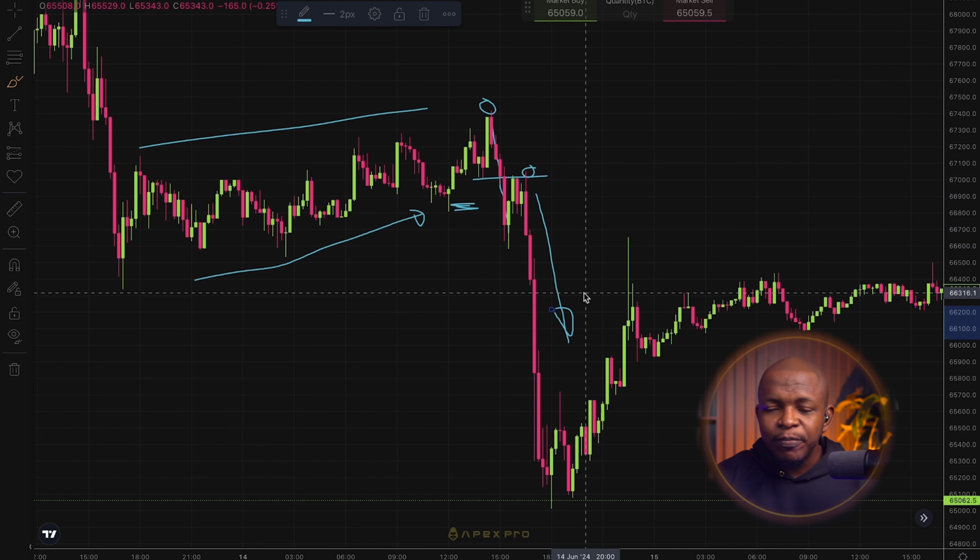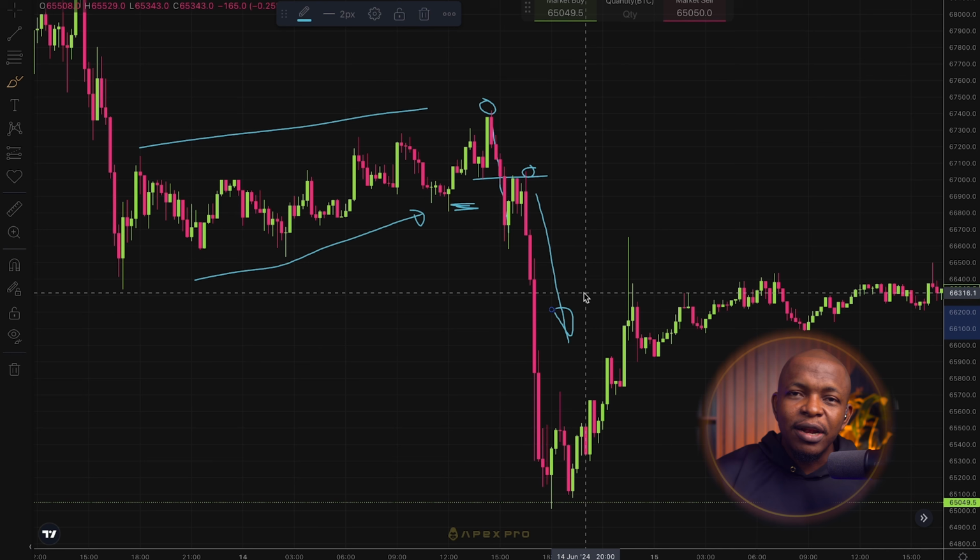So it's simply this. The market is either ranging or trending, then it changes direction, breaks structure, gives us an entry, we enter and we exit with at least a 2-to-1 risk reward ratio.